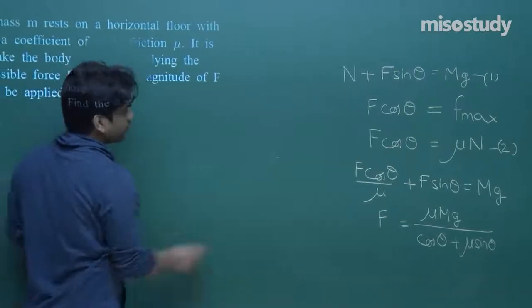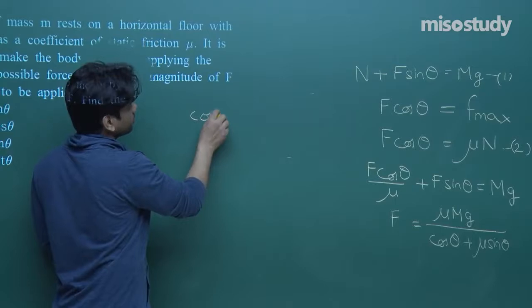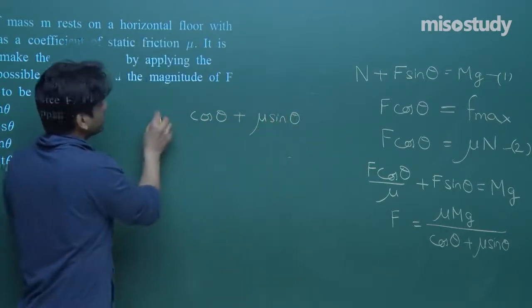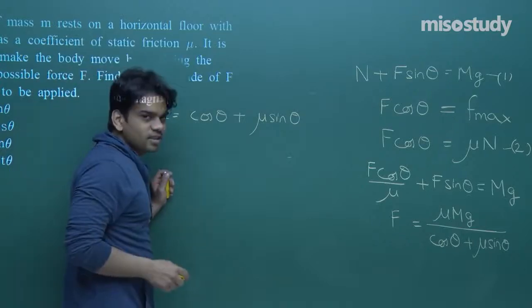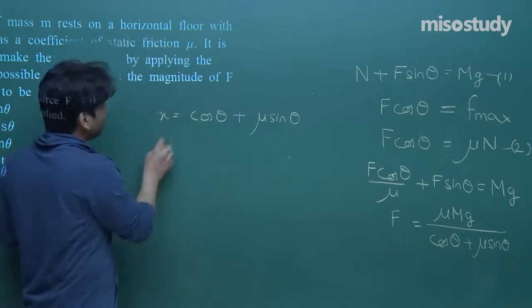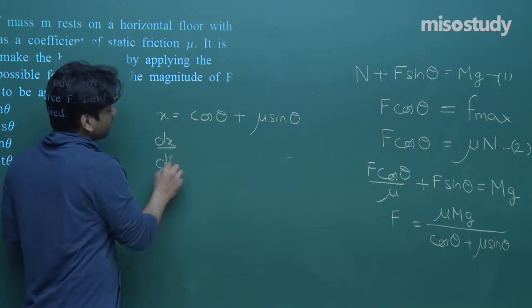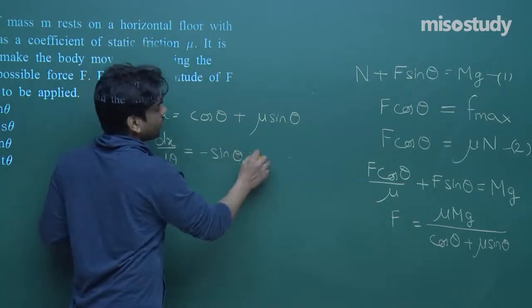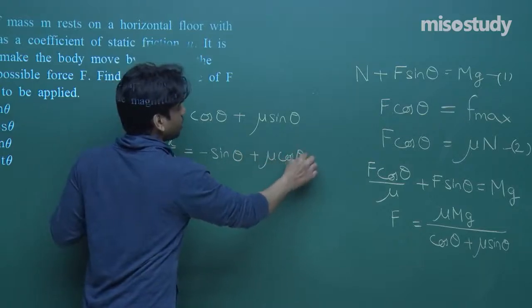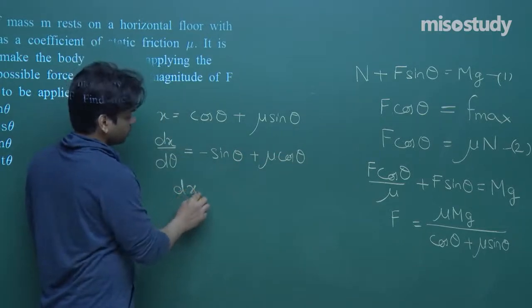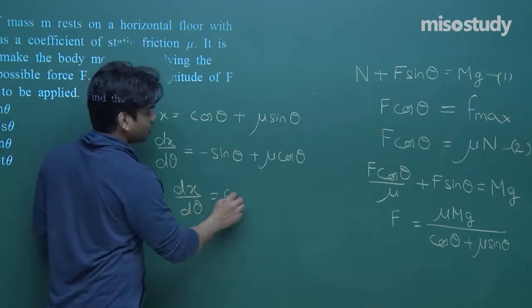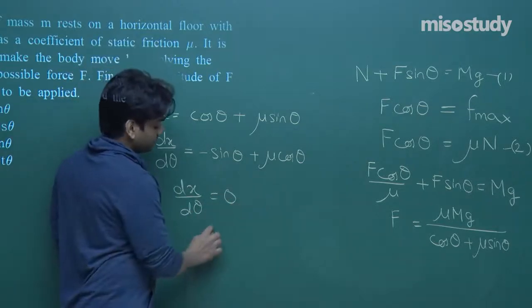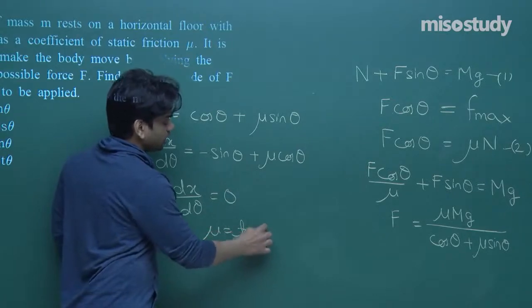If I take cos theta plus mu sin theta as a term, let's say x is equal to cos theta plus mu sin theta, I need to maximize it, and for it we will have dx by d theta equal to minus sin theta plus mu cos theta. Now equate it to 0, so dx by d theta is equal to 0. Easily you can see that mu will come out to be sin theta by cos theta, that is equal to tan theta. So mu is equal to tan theta.